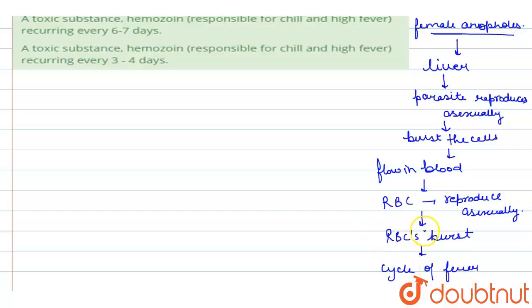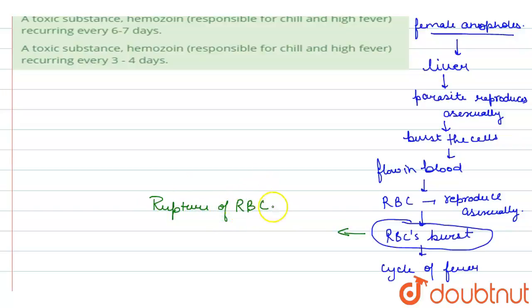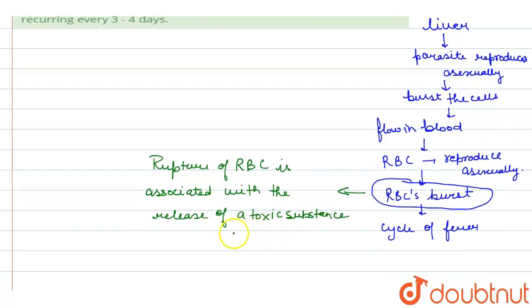Now, the rupture of RBC, that is, RBCs bursting, is associated with the release of a toxic substance. That toxic substance is known as hemozoin. Now this fever is occurring in the cycle of 3 to 4 days, and it is happening because of the hemozoin. That's a toxic substance.